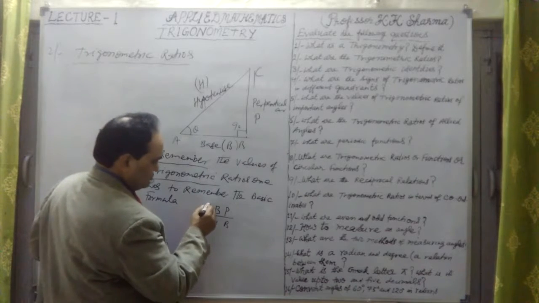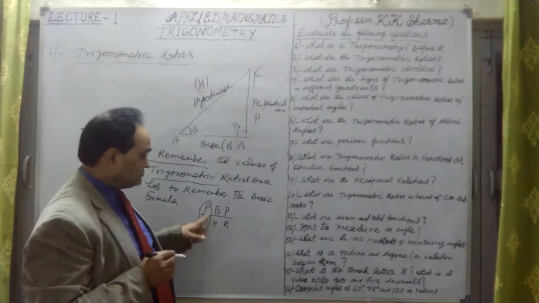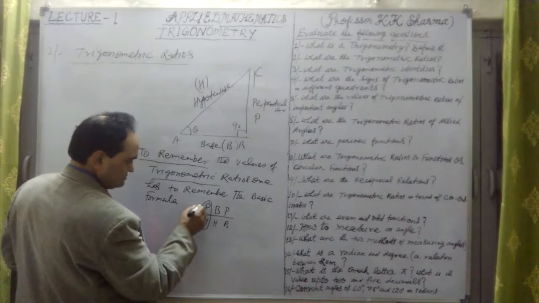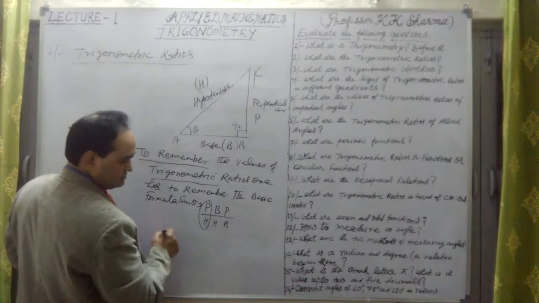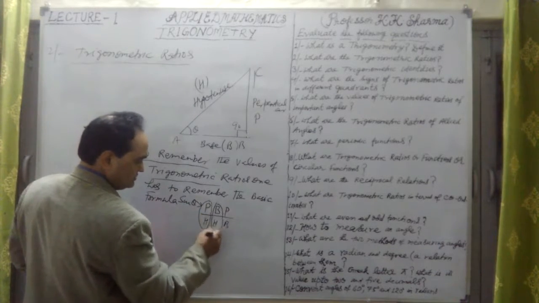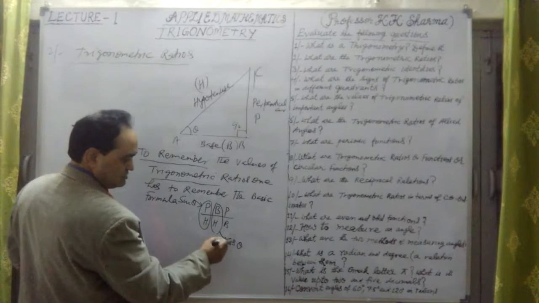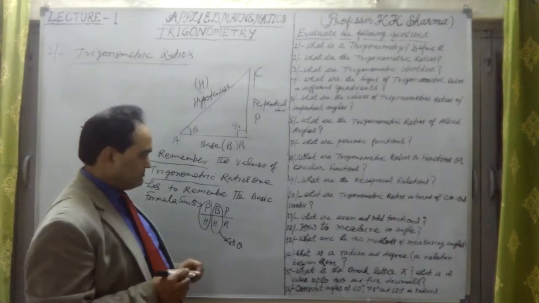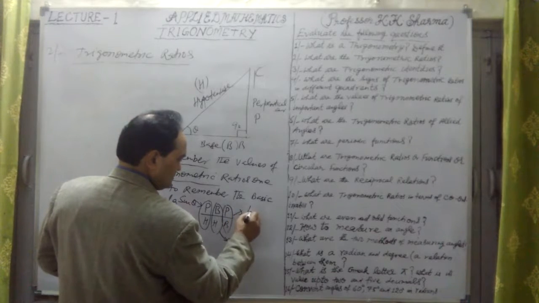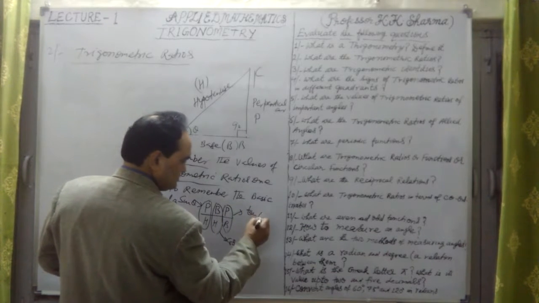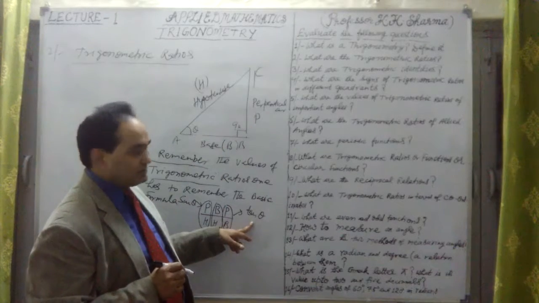Now, as I just discussed, this P upon H, perpendicular upon hypotenuse, is sin theta. So the first is sin theta, P upon H. And the second is cos theta, which is base upon hypotenuse, B upon H. And the third one is tan theta, perpendicular upon base, P upon B, the tangent of theta.